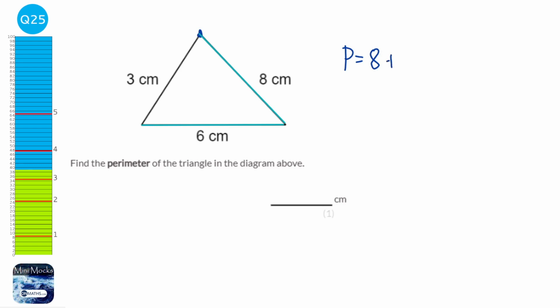So the next one is 6 centimeters, so we're going to add that 6, and then finally this 3 centimeters here, and we stop because we've returned to where we started. Add those together and you get 17, and the units will be centimeters because perimeter is a distance.